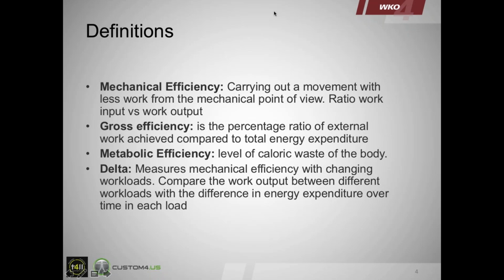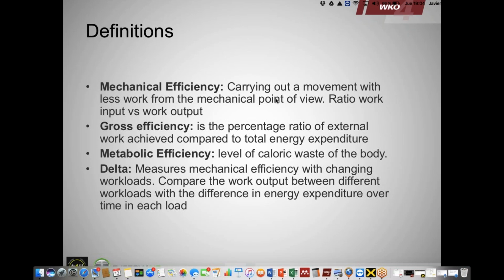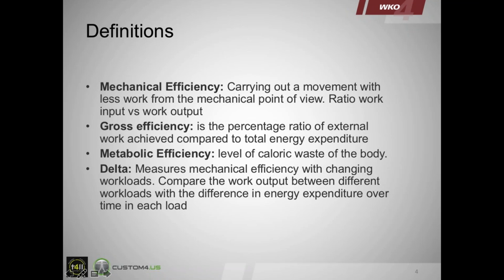We are going to see now some definitions that could be important to understand the webinar. The first one is mechanical efficiency, which we can define as carrying out a movement with less work from the mechanical point of view. So we try to make the movement with the least work possible. The other definition is gross efficiency, the percentage ratio of external work achieved compared to total energy expenditure. This is a percentage of effort, or how much external work we need in comparison to the total energy that we use for doing the movement.